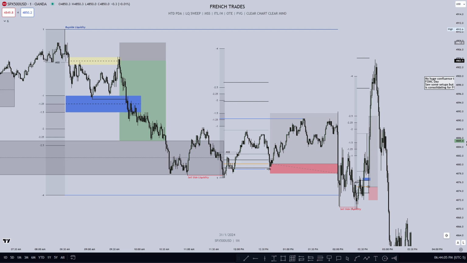3 trades you could have taken today. Now, obviously, you wouldn't have taken anything today because remember, FOMC, so no big confluence, literally nothing. Saw some setups, but everything is consolidating for FOMC. Okay?